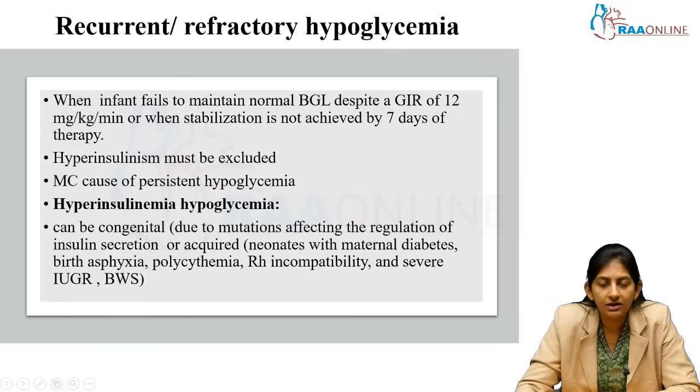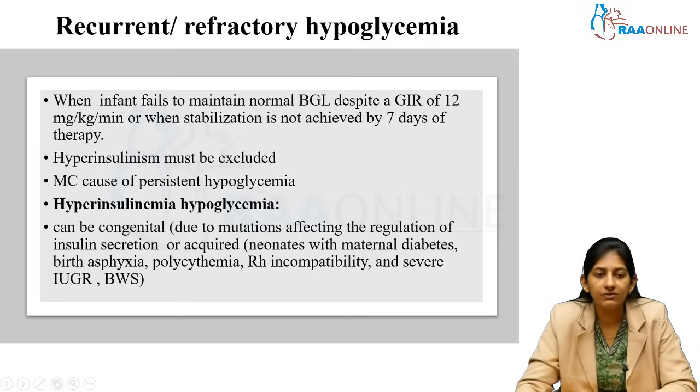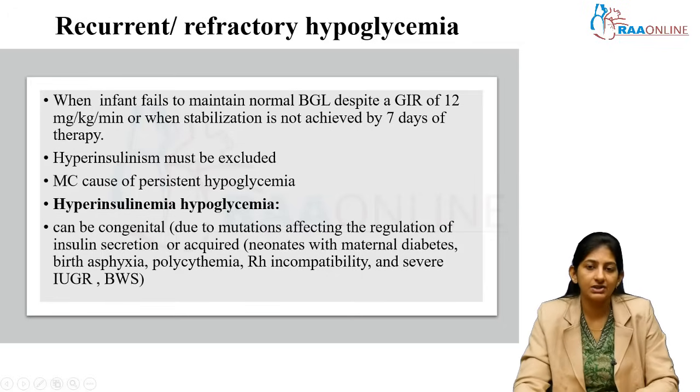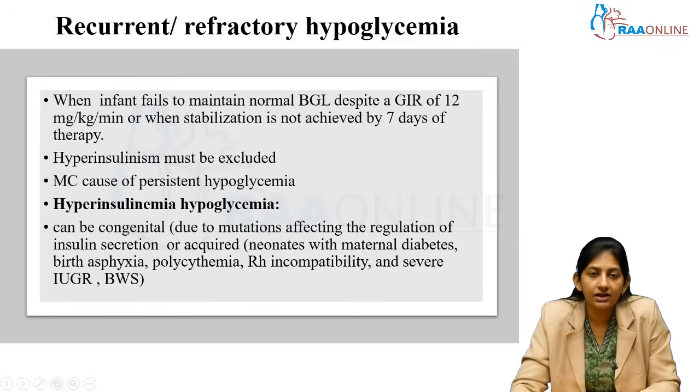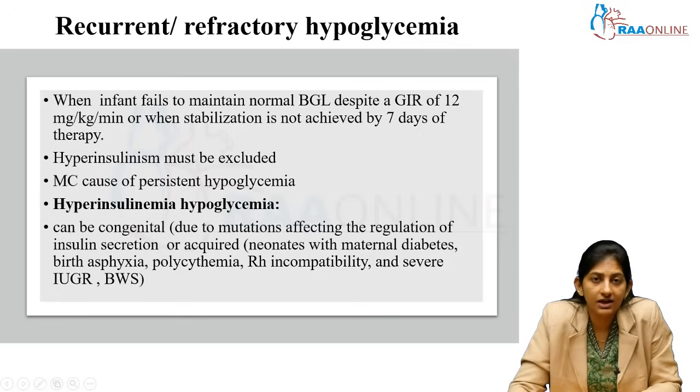And refractory or recurrent hypoglycemia is what I told you already. It is a state where there is hyperinsulinism. Okay, most of the time we have to exclude hyperinsulinism in such instances, and this is when you have to think that the GIR is also high, like you have reached up to 12 mg per kg per minute, and if it is beyond 1 week, if the baby has hypoglycemic episodes on and off, then definitely you have to rule out hyperinsulinemic states.